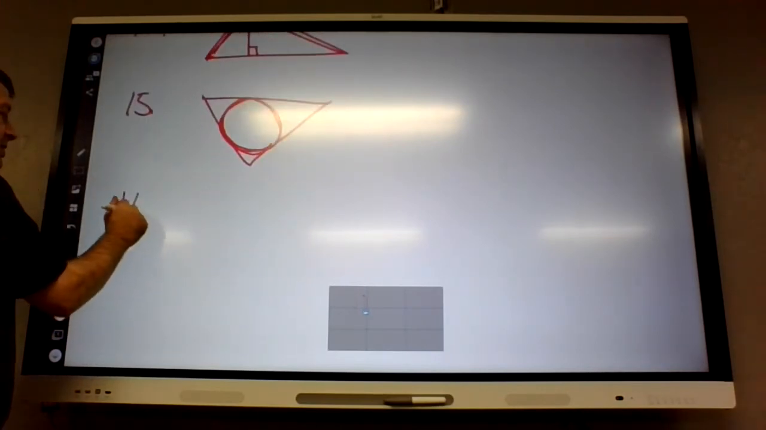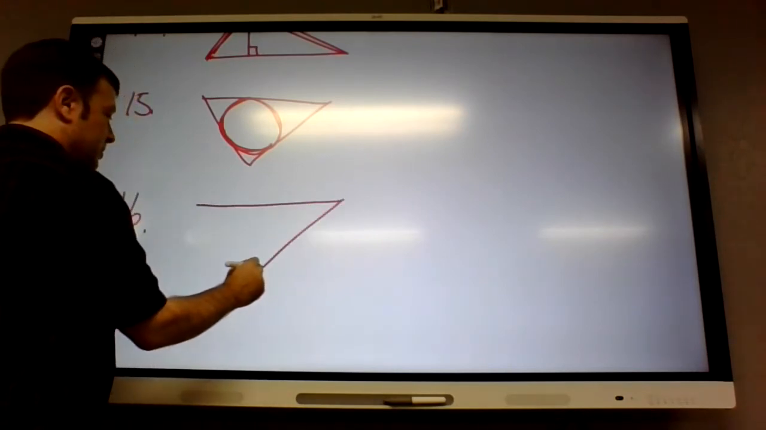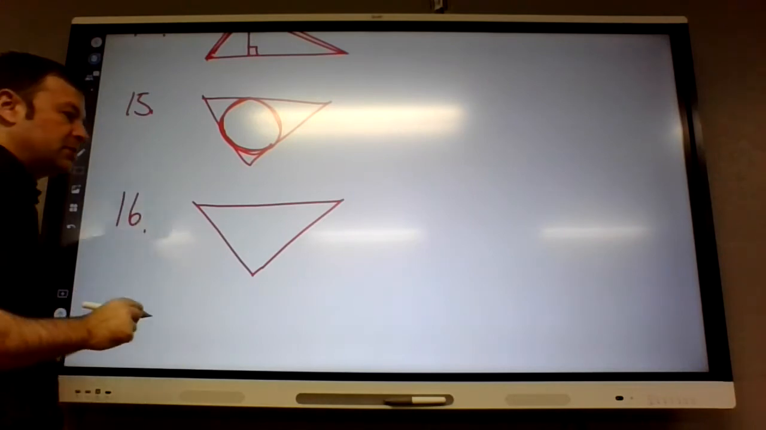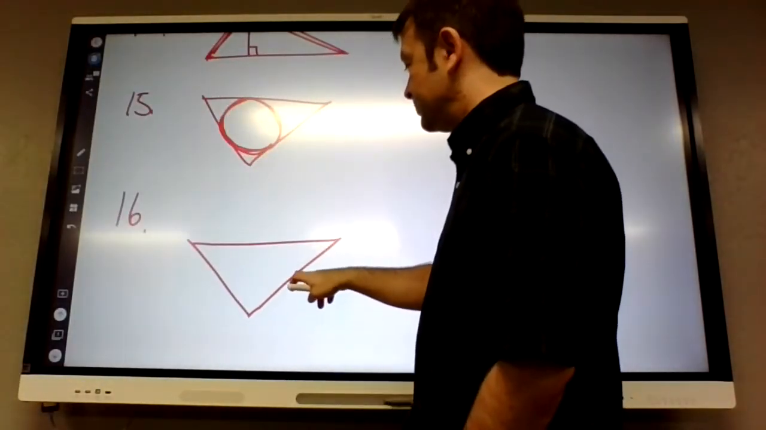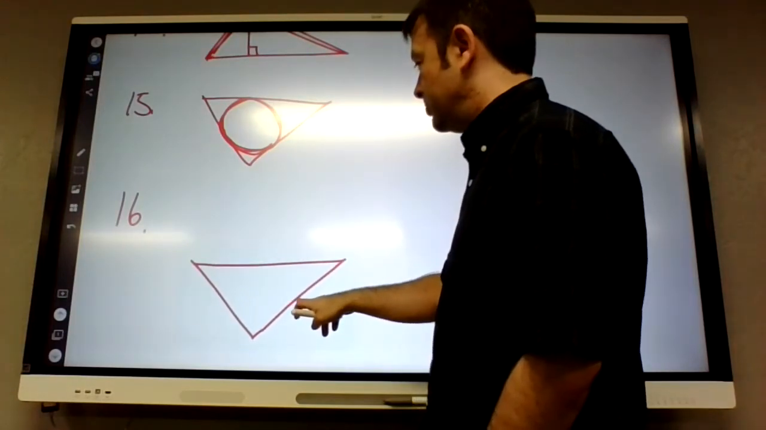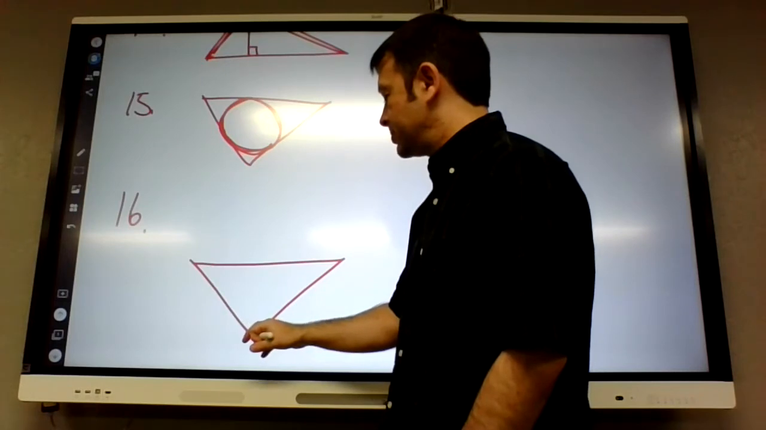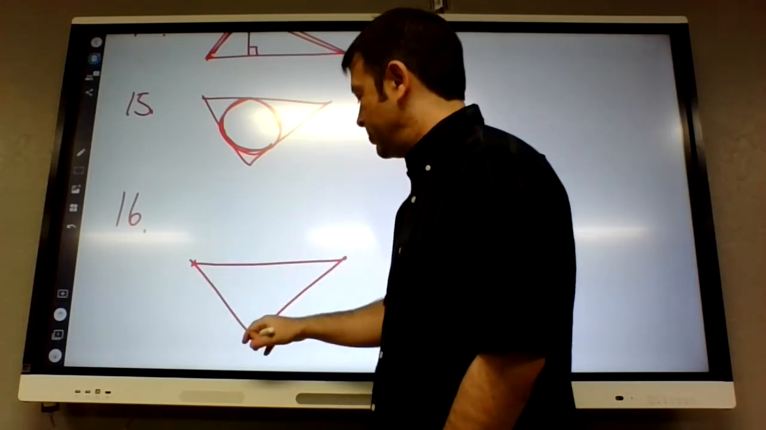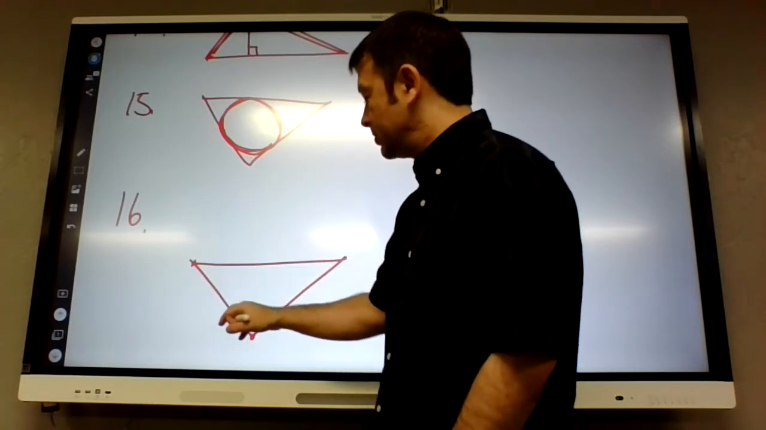Alright, and then 16 is draw the circumscribed. This one was like all around, right? Yeah. So, what needs to happen? Let me go down here. It has to touch each vertex on the circumscribed circle. So it's got to touch there, there, and there. The only way that's going to work is if most of the circle is like up here.